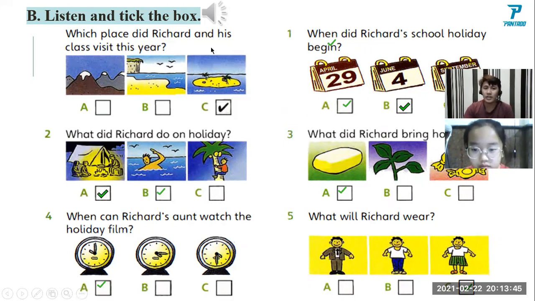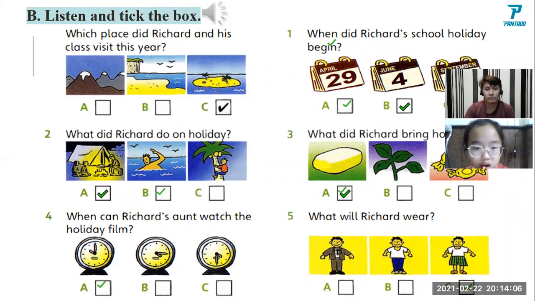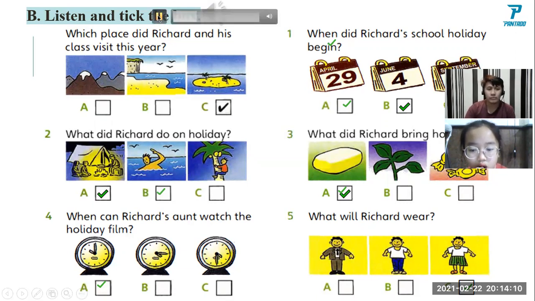Why? Richard said that their school started first week of June. It was said first week of June. Now you. When did Richard's school holiday begin?